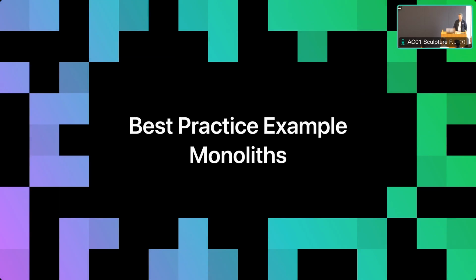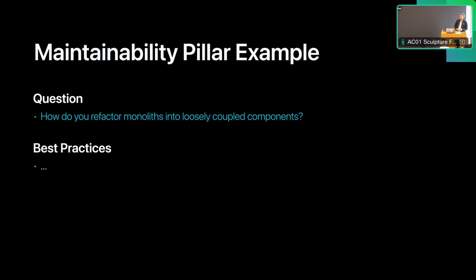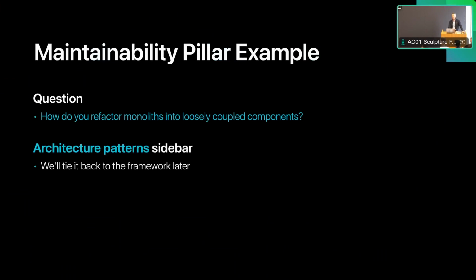And let's talk about monolithic architectures. All right, so here I'm going to ask the question: how do you refactor monoliths into loosely coupled components? But before I start, let's think about best practices for this. Let's do a little detour and talk about some architecture patterns first, because I think we need to explain some of these terms, right?